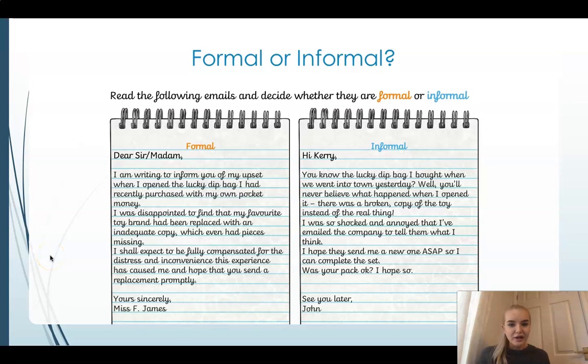So let's now have a look at breaking the following emails down and really finding out how we know that they're formal or how we know that they are informal. So if we take the email on the left as our first example, it begins by addressing the person as dear sir or madame. Now when we're writing to someone for a specific purpose, if we want to come across in a formal way, we will often say dear sir or madame. Whereas if we want to come across in an informal way, we would just address them by saying hi.